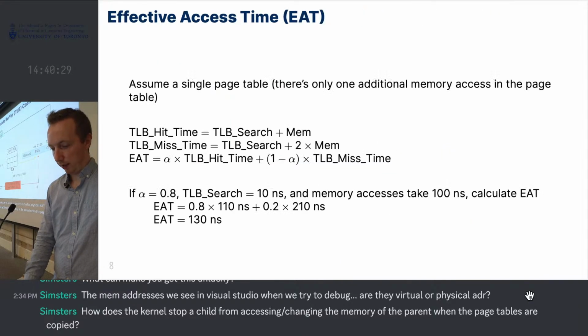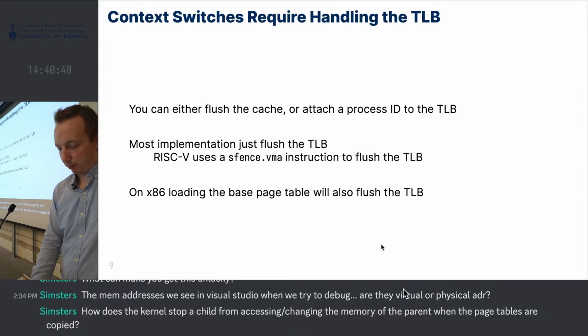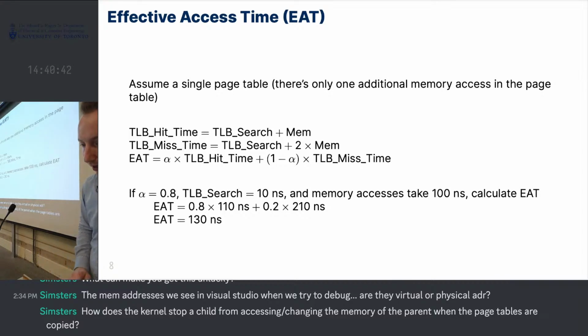So we can see that, because one of our goals was to have performance as close as possible to physical memory. Using the cache, we can calculate the effective access time. This is the calculation if there's only a single page table, which is what you suggested. If there are multiple page tables, it gets worse.